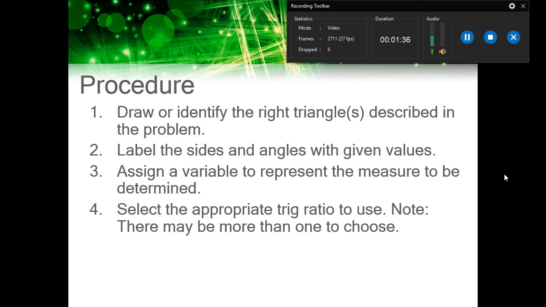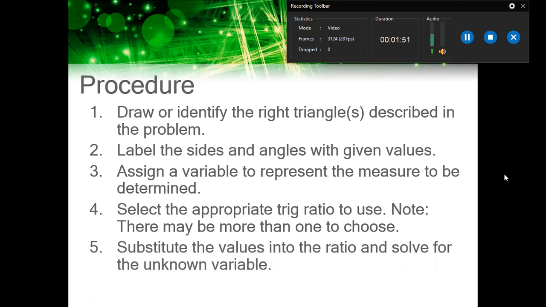Once you've got everything labeled, you'll want to pick the correct trig ratio. Sometimes based on all the information provided, you might have multiple options. Just make sure whatever you choose is something that can be solved. And finally, sub in everything that you're provided into your ratio and then solve for your unknown variable.